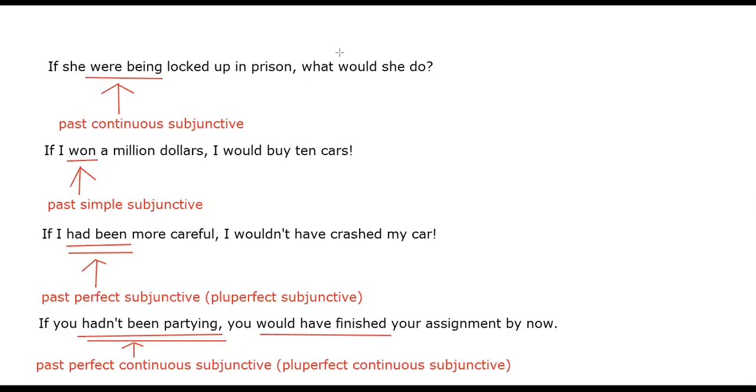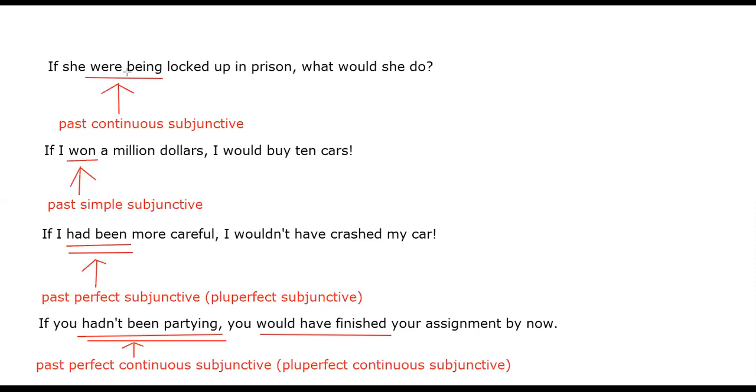So that's an overview of the possible forms. Oh, right, actually, let me undo that. I forgot to mention, if you have the past continuous subjunctive, you can actually invert that too. So you could say something like, "were she being locked up in prison?" So you could say something like that too. You could take out the "if" and switch "she" and "were." And then you'd have, "were she being locked up in prison, what would she do?"